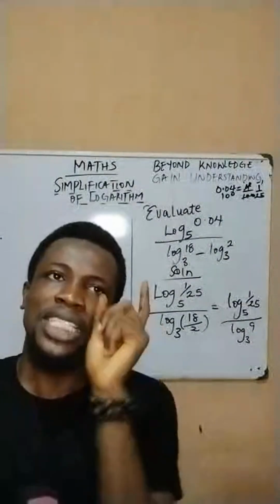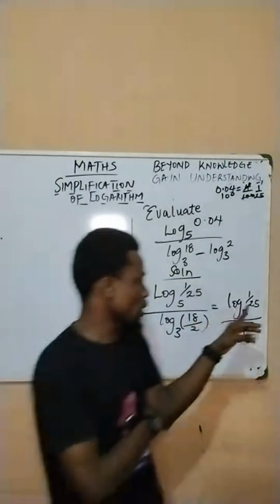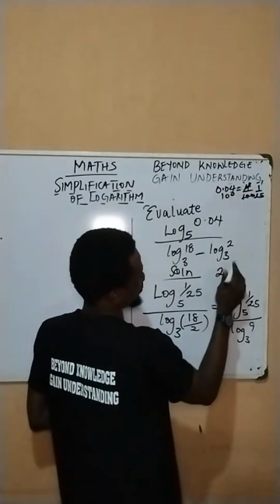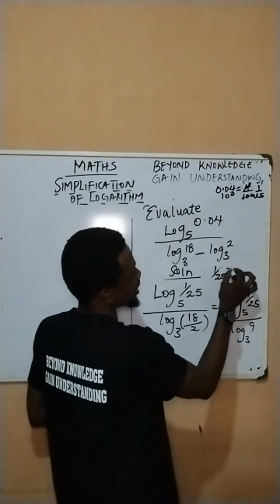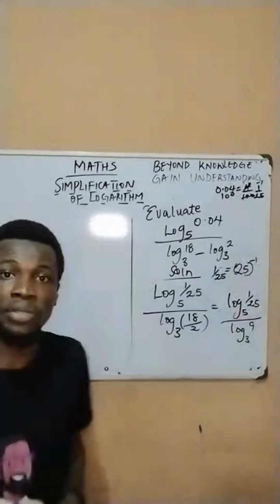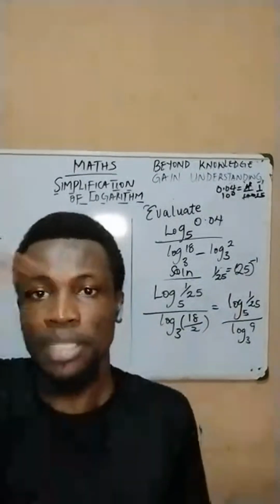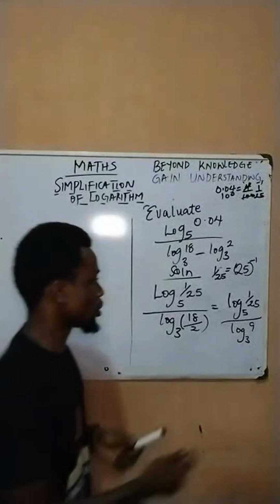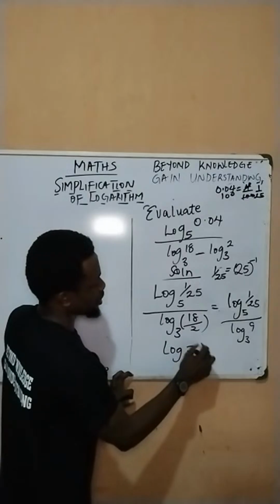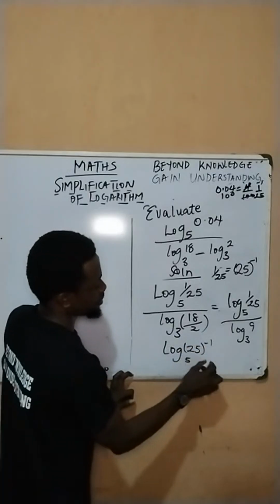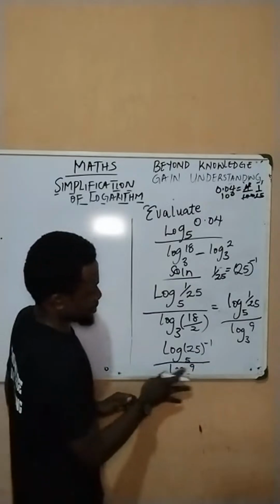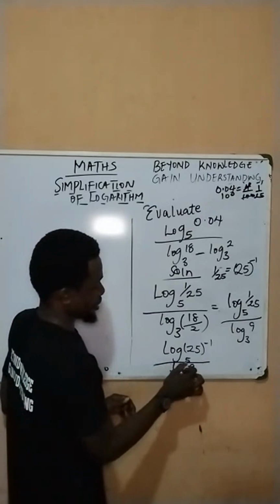Well, I could still do something to this 1 over 25. I know that 1 over 25 is the same thing as 25 raised to the power of minus 1, according to the law of logarithm that has to do with inverse or reciprocal. So we replace this to become log 25 raised to the power of negative 1 base 5 divided by log 9 base 3.